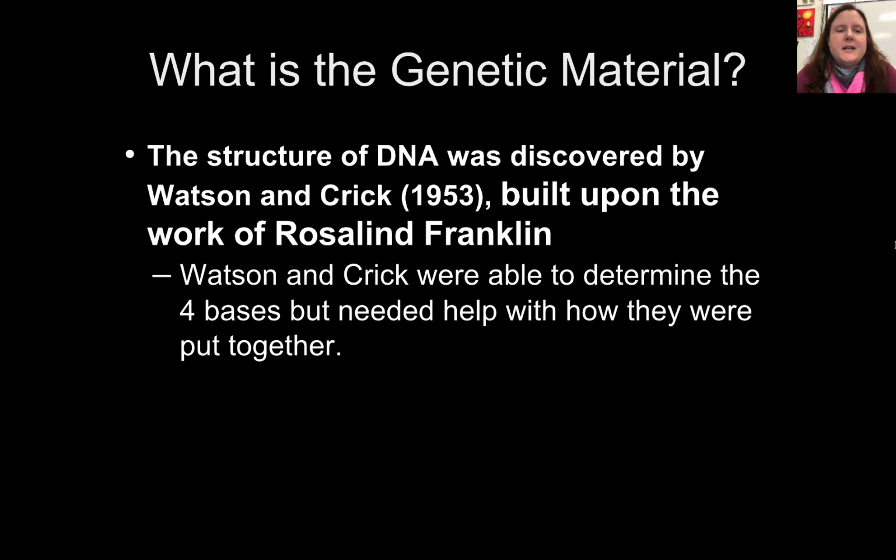The structure of DNA was discovered by Watson and Crick in 1953. It was a molecule that scientists knew existed, but they didn't know what it looked like. They knew it passed on information from parent to child, but they had no clue what the structure was. So Watson and Crick were working on this, and they were able to determine the 4 different bases, adenine, guanine, thymine, and cytosine. They knew they were involved, but they didn't know how they were put together. And so they ended up using the work of Rosalind Franklin to help them make their discovery.